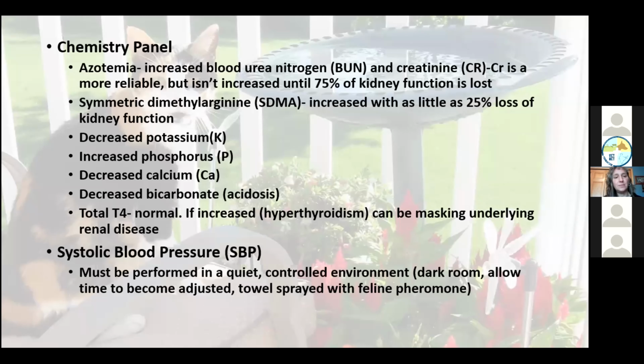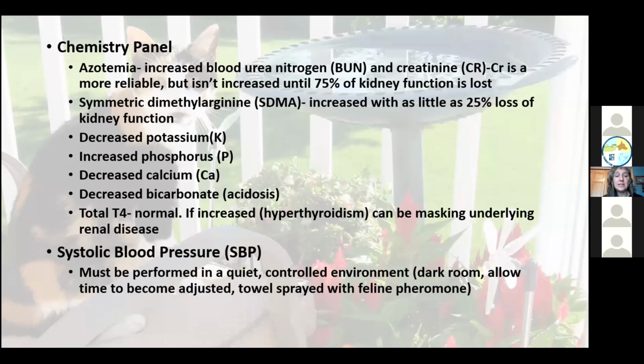Other things we're going to see on that chemistry panel may be a decreased potassium, because the kidney is the main site for potassium regulation. We could also see increased phosphorus from renal secondary hyperparathyroidism, and that in itself is a negative prognostic indicator. Decreased calcium can be seen as an increase in the phosphorus causes a decrease in calcium, which signals the body to draw more calcium out of the bones.